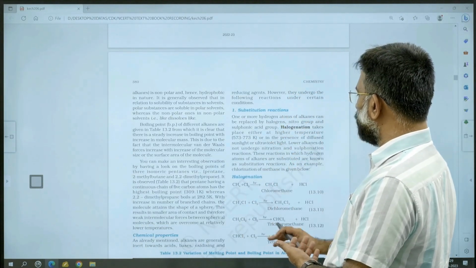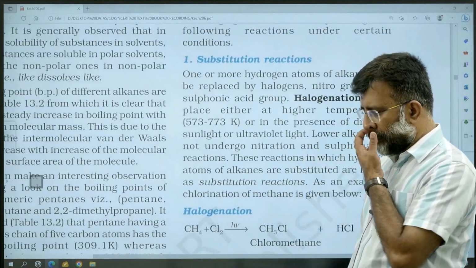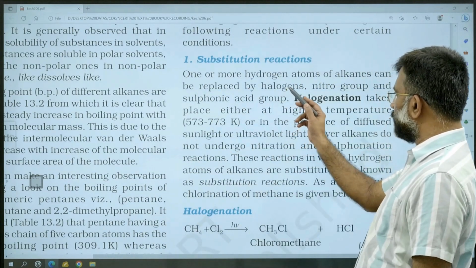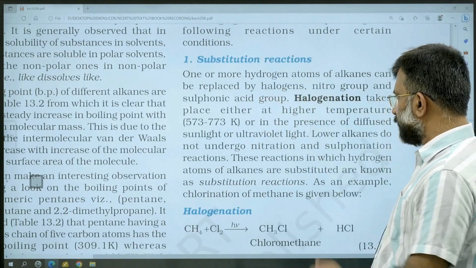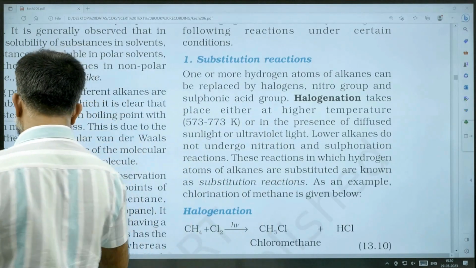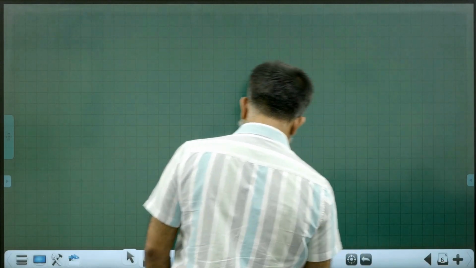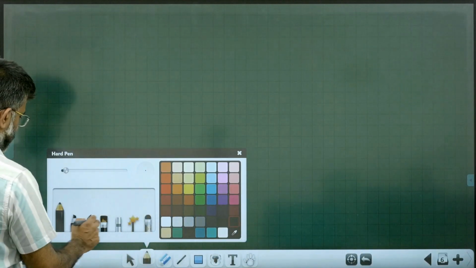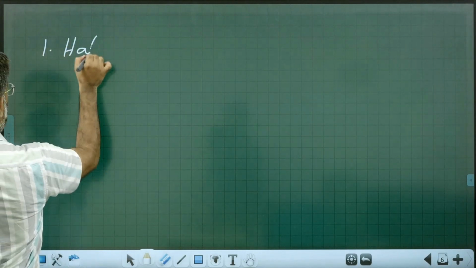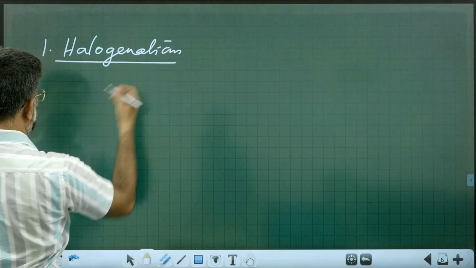One of the most important reactions is the substitution reaction. See, the hydrogen atom of alkane may be substituted by halogen, nitro group, sulfonic acid, etc. We are going to discuss in detail the halogenation reaction. Substitution reaction of alkanes. Number 1, halogenation. That is free radical halogenation.